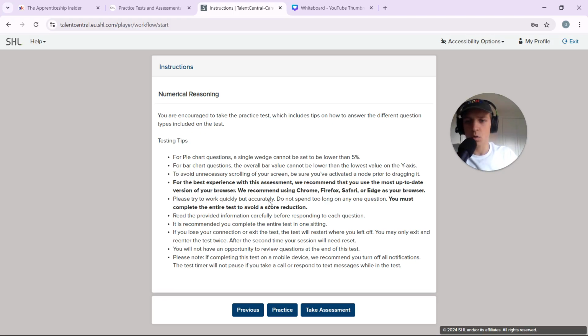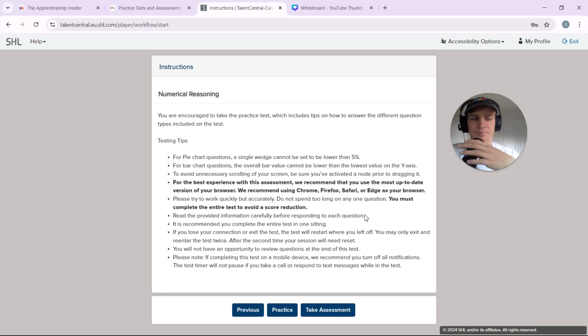Now, here it says, try to work quickly but accurately, okay? This is very key because this tells us that with this numerical assessment, they are timing how long it takes. And this is going to be a similar story for a lot of degree apprenticeships. They are going to time how long it's taken you to answer these questions. So for example, let's say two people get every single question right. One of them takes 10 minutes per question, one of them takes 2 minutes per question. They're going to choose the person who does 2 minutes per question because they're faster. So if you can, try and be quick with these questions.